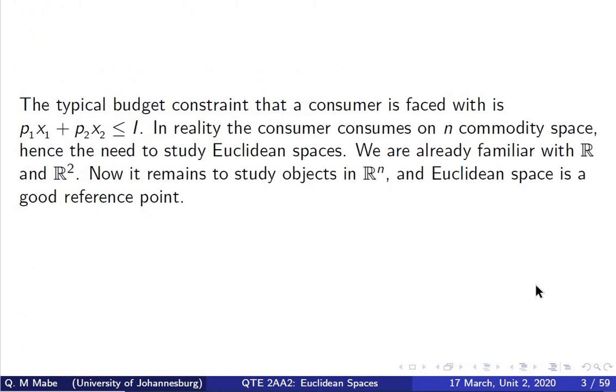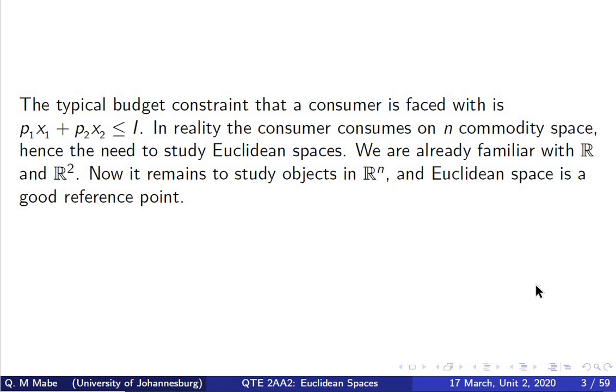As you all know up to this point, a budget set in a two-good world is given as P1x1 plus P2x2 smaller or equal to I, where I is your income. So this is just a line in R2. But in reality, the consumer consumes in an n-commodity space. So this budget constraint will have to be extended all the way to plus P3x3 plus ... plus Pnxn is smaller or equal to I.